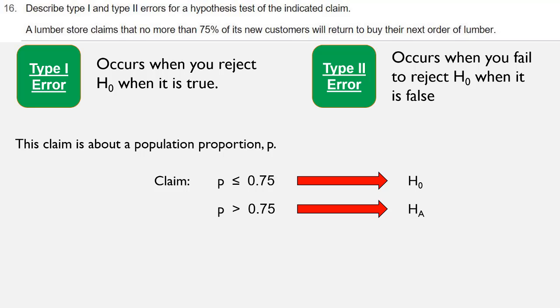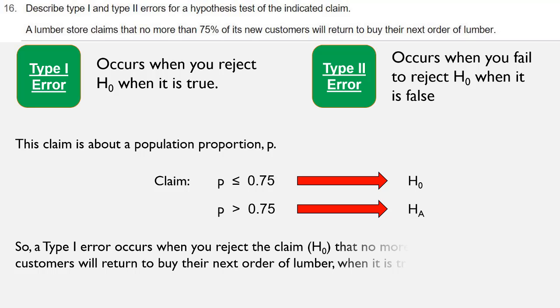So now we can figure out what the type 1 error is going to be. A type 1 error occurs when you reject the claim H0 that no more than 75% of new customers will return to buy their next order of lumber when it's true. So if it's true, that means that not more than 75% will return to buy. So less than or equal to 75% will return to buy, but we've rejected that claim.